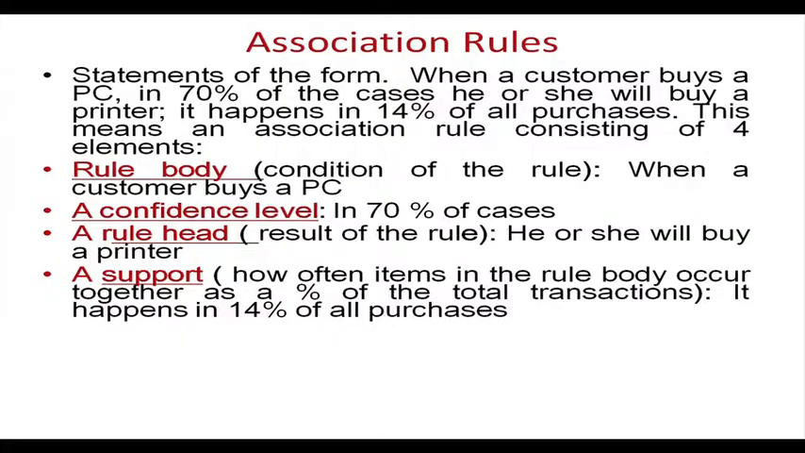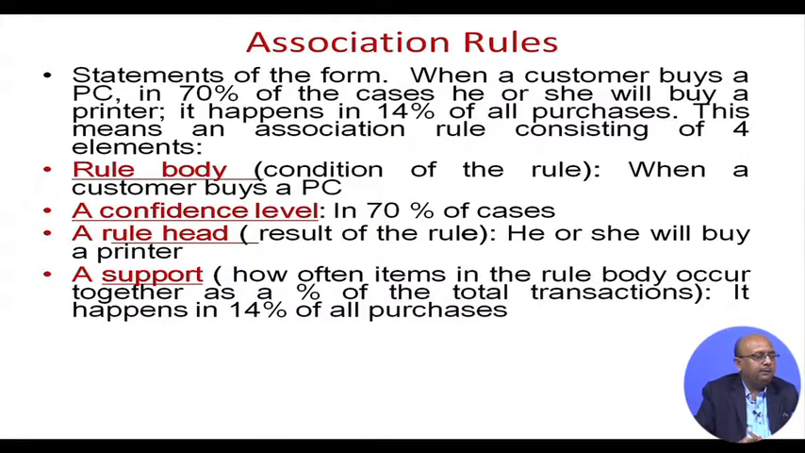So, look at this, there are four things that are to be considered. It has four elements, right. When a customer buys a PC, in 70% of the cases he or she will buy a printer. It happens in 14% of all purchases. This means that an association rule consists of four elements. These are the four elements that we need to consider. First is the rule body, that is when you are going to buy a PC, that is a must. This is the first condition of the rule. Then you have a confidence level, and that is that in 70% of the cases it is likely that they are going to buy it, right. In 30% of cases it is not going to happen.